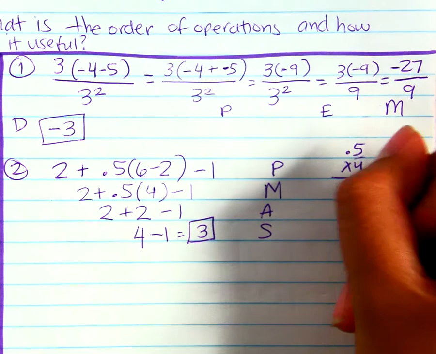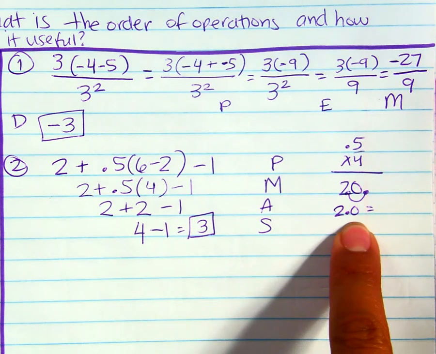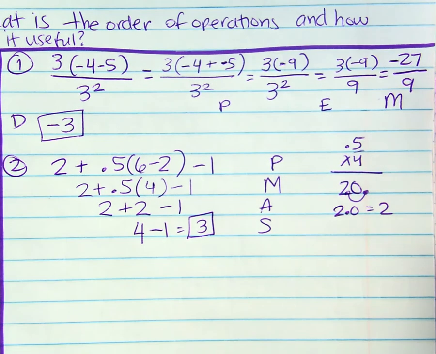Remember, we lost the decimal because we had 2.0. Do we need to have the point and the 0? No, that's the same thing as just 2, right? And so that's what happened to the decimal.